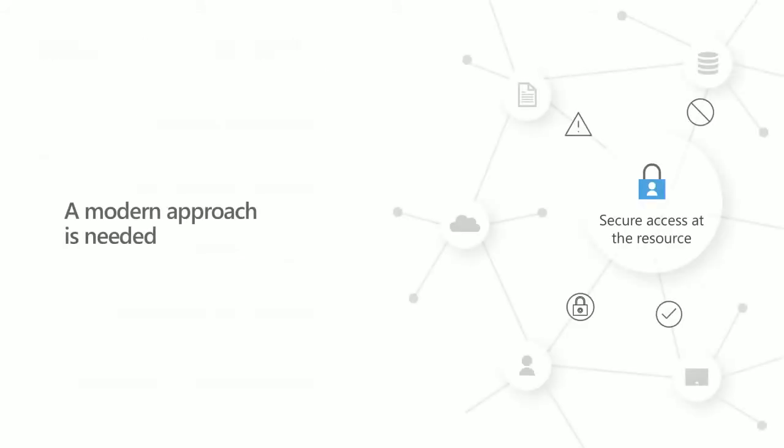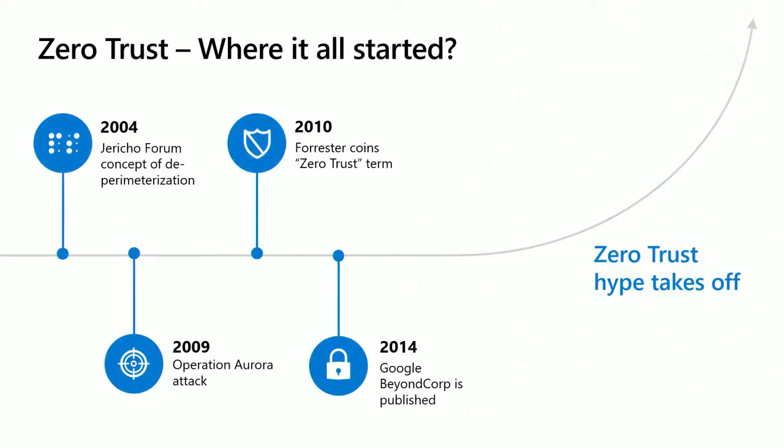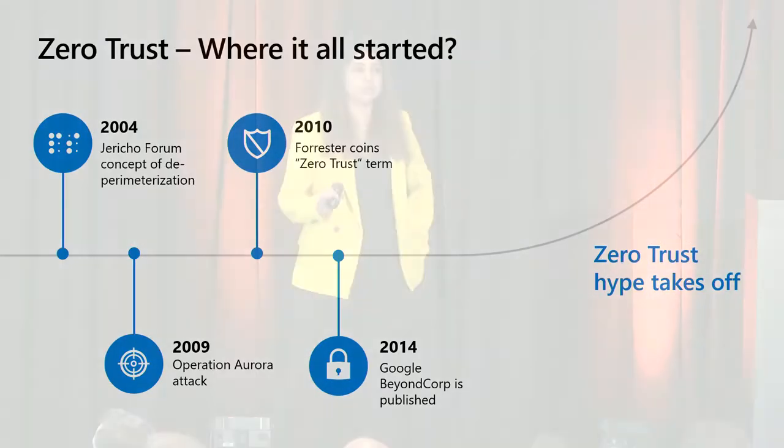And that's why we started talking about a modern approach to security. Okay, what is the modern approach to security? You hear zero trust, you hear all that hype around it. But you know what? One of the things I had in mind for this talk is to take you to where it all started. This is not a concept that was invented 2 years ago, 3 years ago, or 4 years ago. This is where it all started.